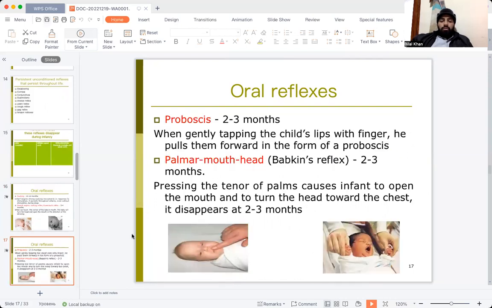Oral reflex, also known as proboscis reflex, lasts up to 3 months. When gently tapping the child's lip with a finger, he pulls them forward in the form of a proboscis. Like for example, you're doing like this to the child.